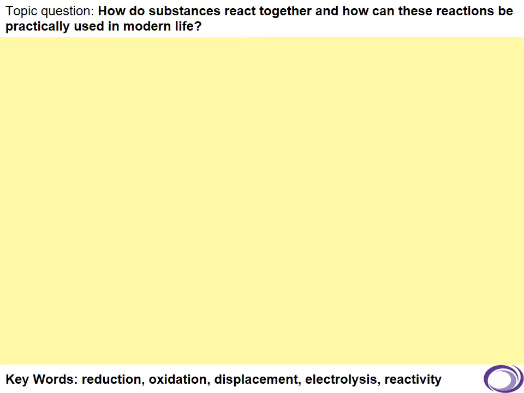Let's now look at a short animation of the electrolysis of molten lead bromide. Let's take a look at the electrolysis of lead bromide. Lead bromide is an ionic compound, so at room temperature it will be a solid. So the first thing we need to do is to heat the solid until it becomes a liquid. For electrolysis to occur, the substance must be a liquid. So here we've heated it until it has become molten and then applied the electricity.